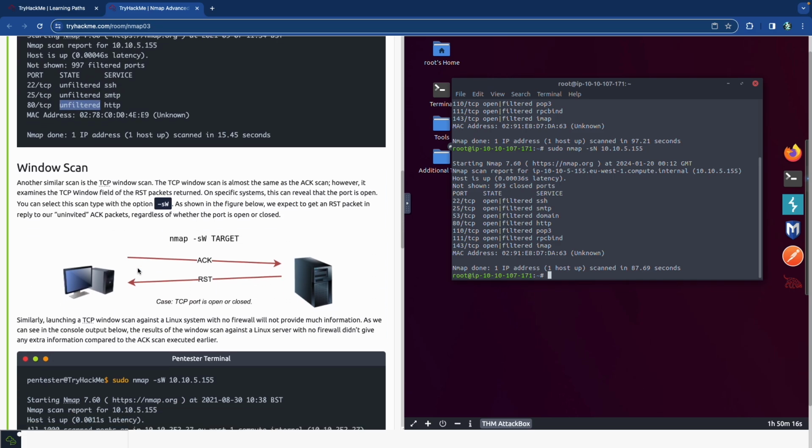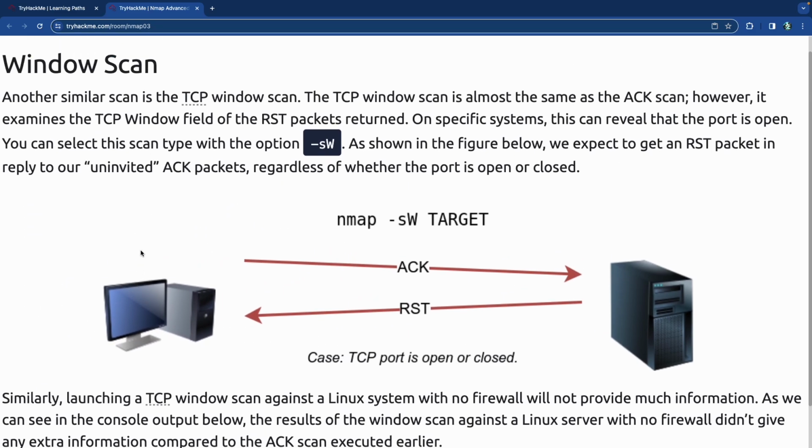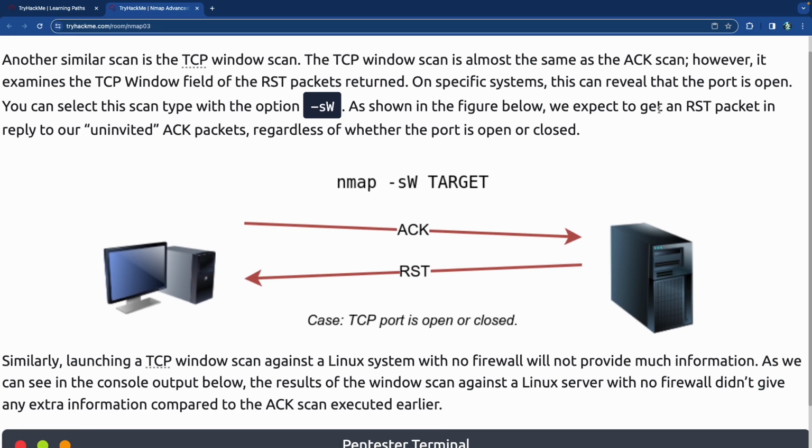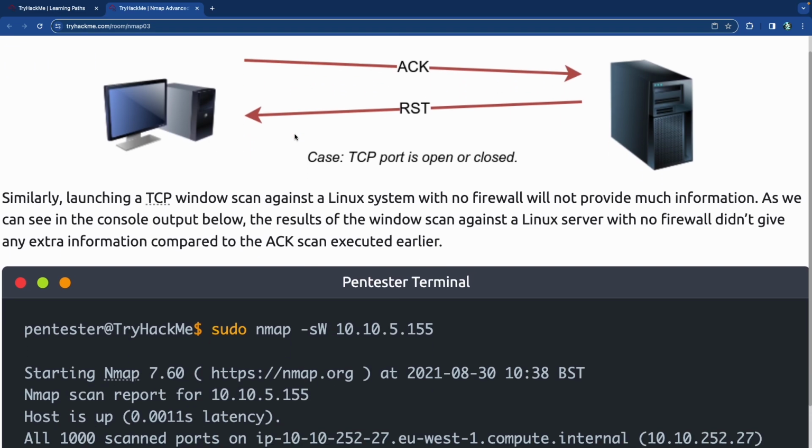And now we're going to go through a window scan. Another similar scan is the TCP window scan, and it's almost the same as an acknowledge scan. However, it examines the TCP window field of the RST packets that are returned. On specific systems, this can reveal that the port is open, and you can set it with sW. As shown in the figure below, we can expect to get an RST packet reply to our uninvited acknowledge packets regardless of whether the port is open or not.